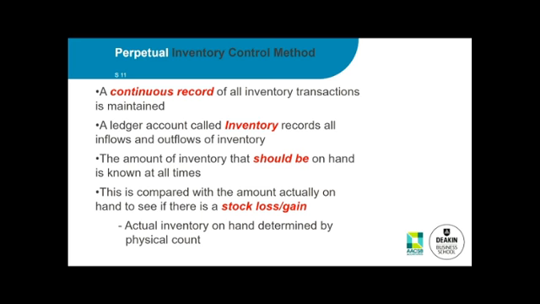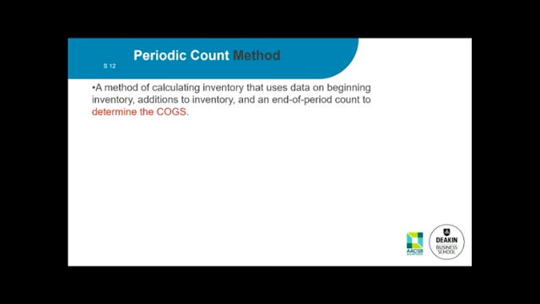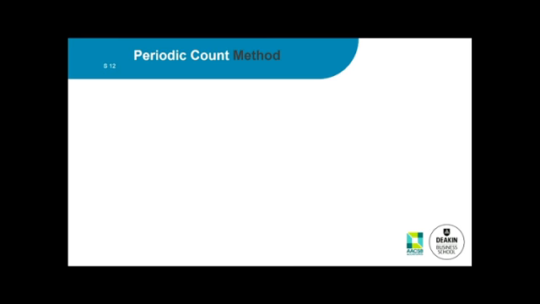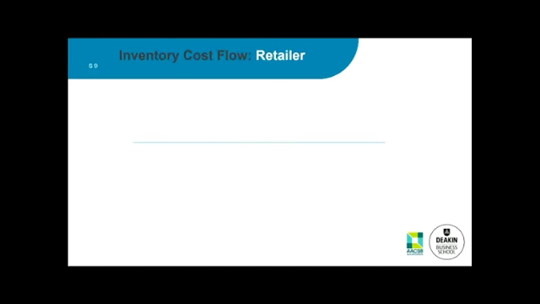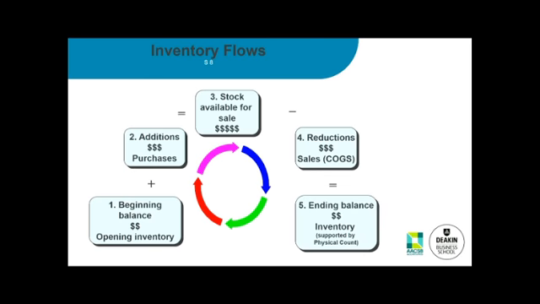So let's have a look at the periodic count. It's a method of calculating inventory that uses data on beginning inventory, any additional purchases that you have, and then at the end you do a physical stock take of your inventory. If you do that, you can find out what your cost of goods sold is going to be. So let me just go back to this cycle that we had here. You have beginning inventory, purchases, sales, and ending inventory. So if one element is missing, well, you can calculate it, right?